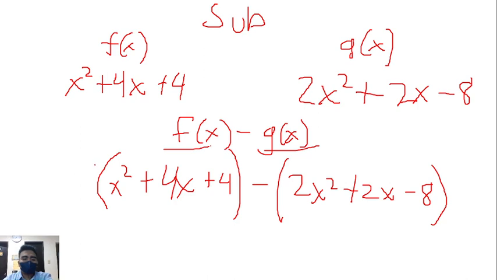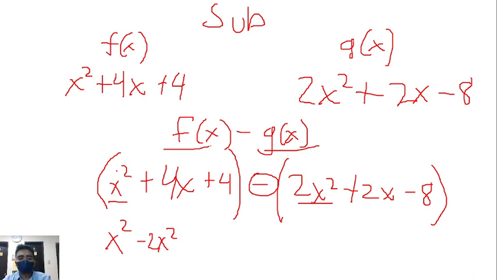So what are the terms that are similar to each other? What are the terms that you could combine, the same terms? So we could have x squared and 2x squared. So let's have x squared minus 2x squared. Okay, po?